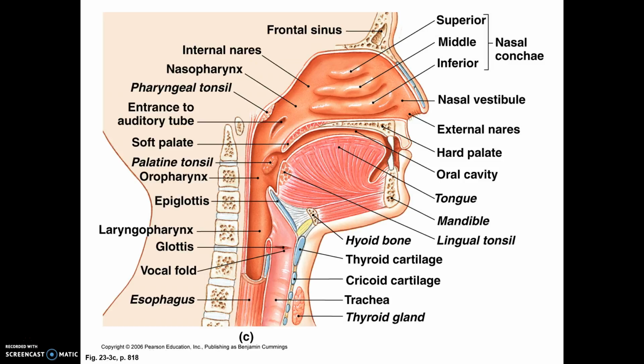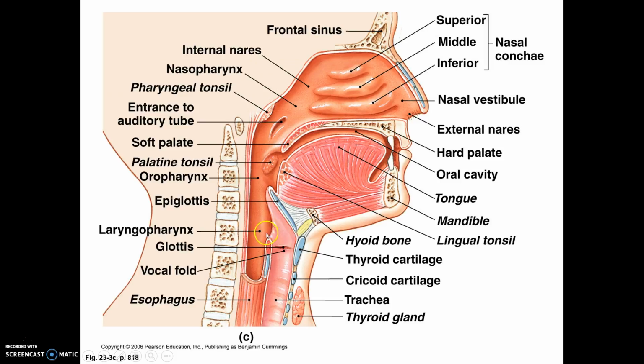Okay, so we have three regions of the pharynx that we can see here, pharynx being the anatomical name for basically the throat area. We have the nasopharynx, which is up here behind the nose in this upper area. We have the oropharynx, which is the area of the throat behind the mouth. Here you can see the tongue, a big muscular portion. And then we have the laryngopharynx, which is down here.